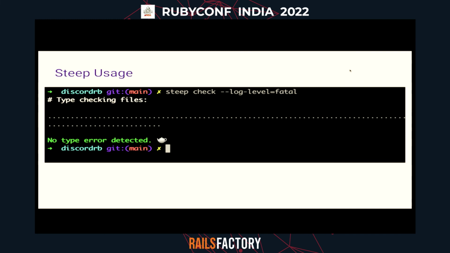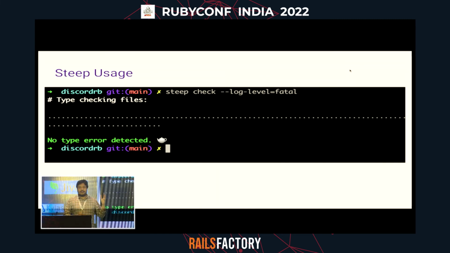And when I run this Steep check, it goes green. It is not going green because all the types are already assigned. It's going green because for so many of the files, I put them into the ignore list. So only for the files for which I have been able to define the types properly, only those files am I checking over here.